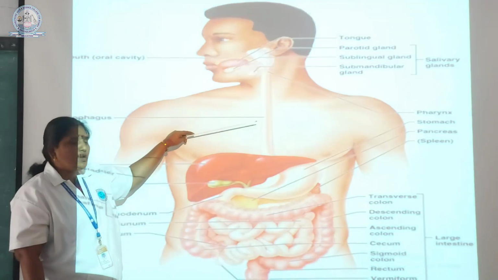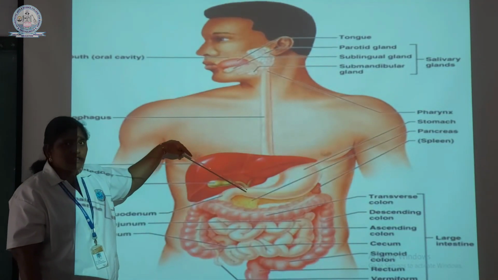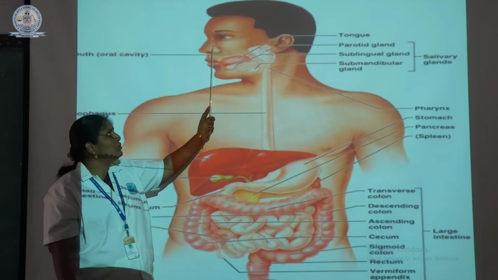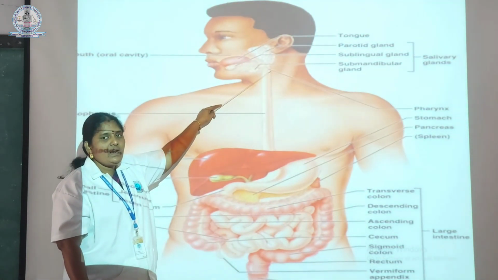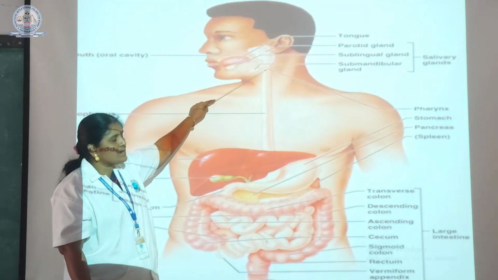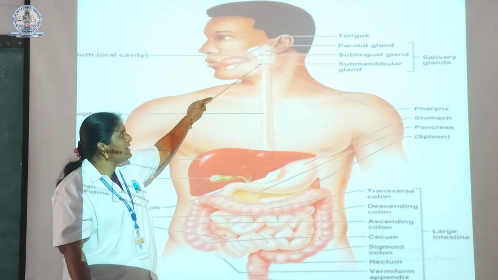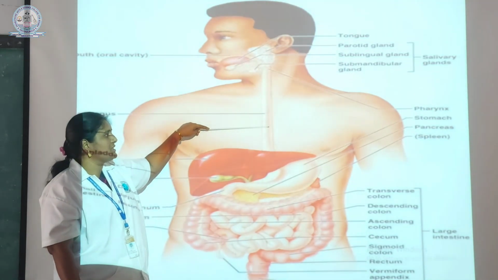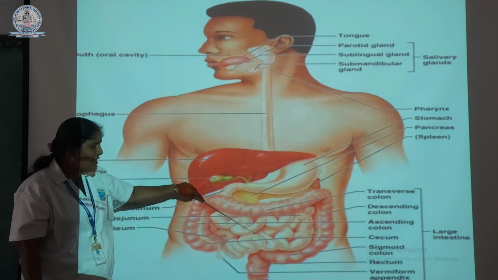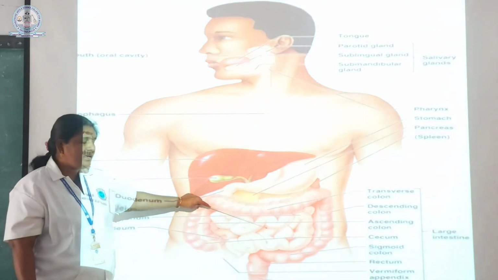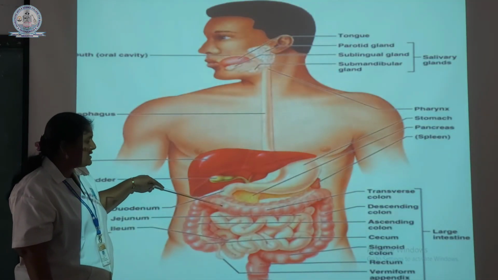This image shows the complete digestive system. First one is the mouth, the oral cavity, and salivary glands are located in this area. 3 types of salivary glands are located in this part, followed by the esophagus. The esophagus is followed by the stomach. The stomach is followed by the small intestine. The small intestine leads into the large intestine.